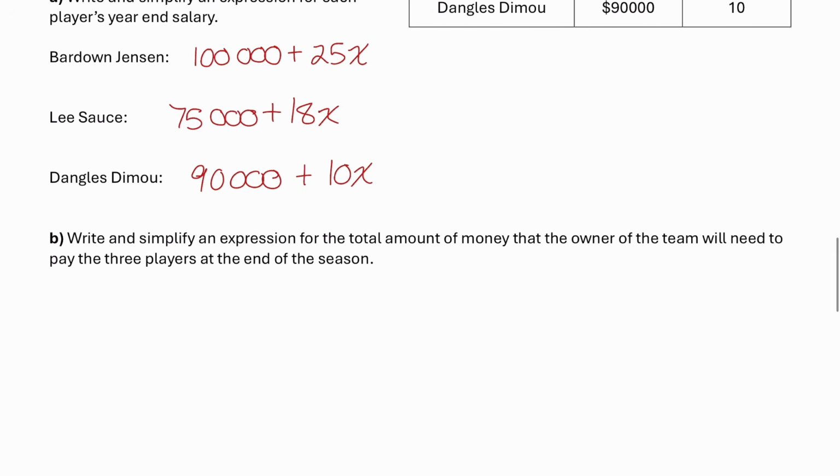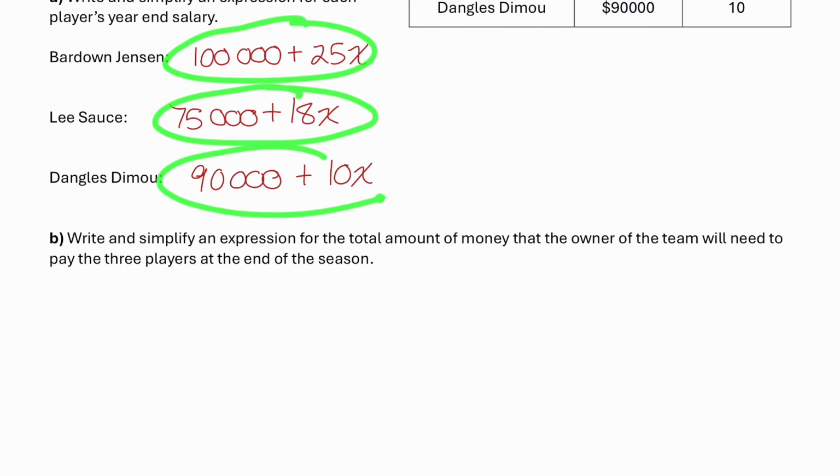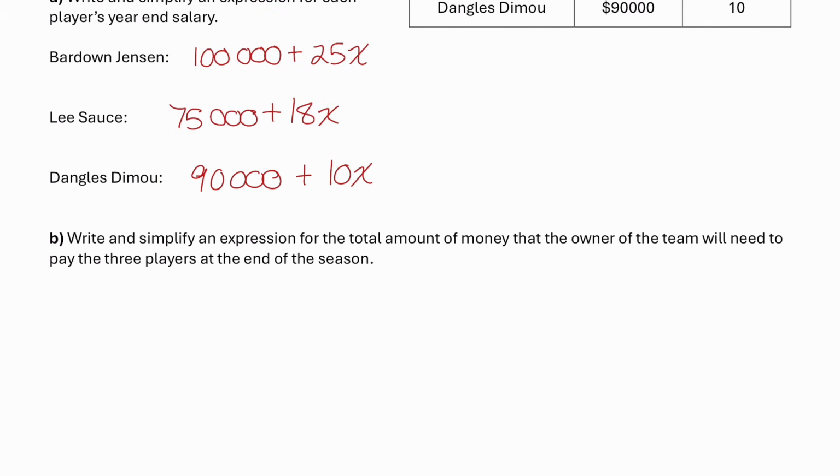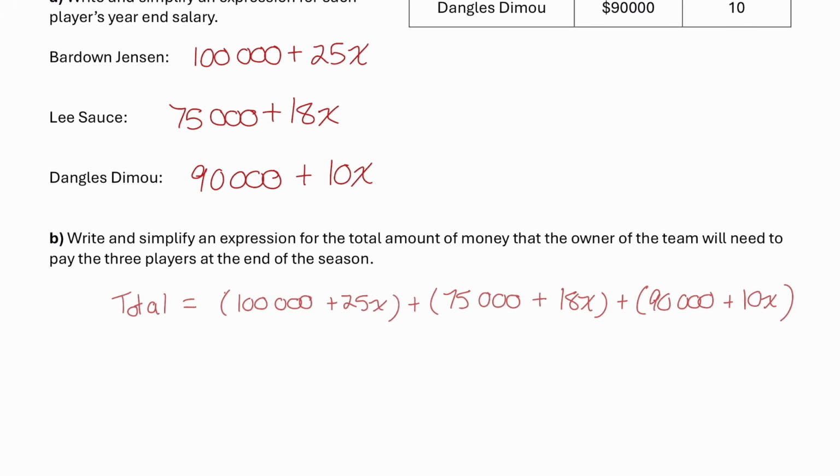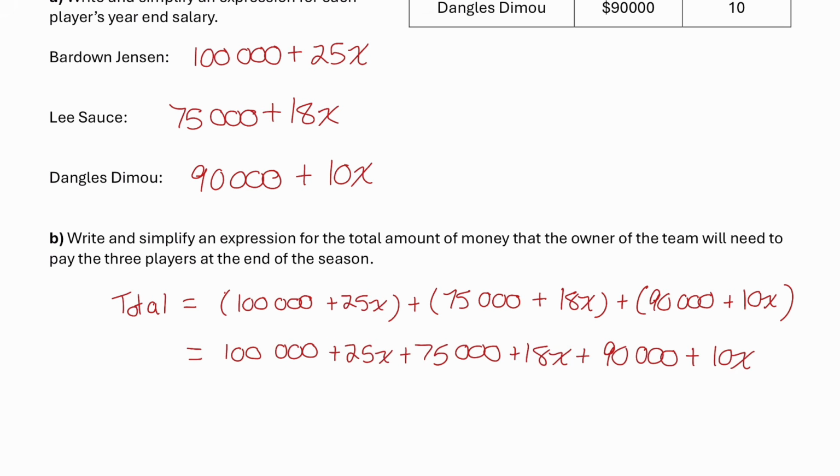In part B, we have to write and simplify an expression for the total amount of money the owner of the team will need to pay the 3 players at the end of the season. Well, it'll just be the sum of these 3 salaries. So I'll add those 3 polynomials together. Now that I have the sum of these 3 polynomials, I can just drop the brackets and then collect my like terms. I have 25x plus 18x plus 10x.